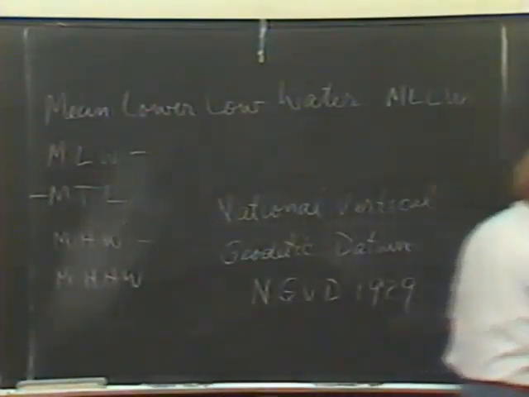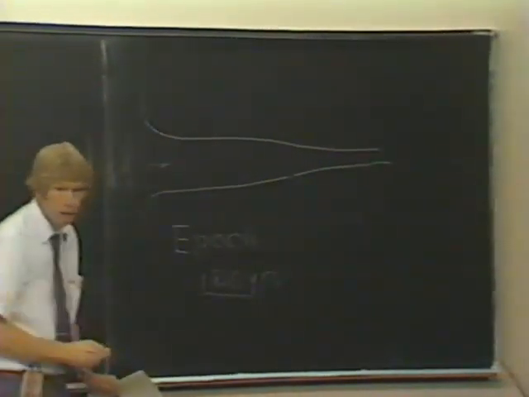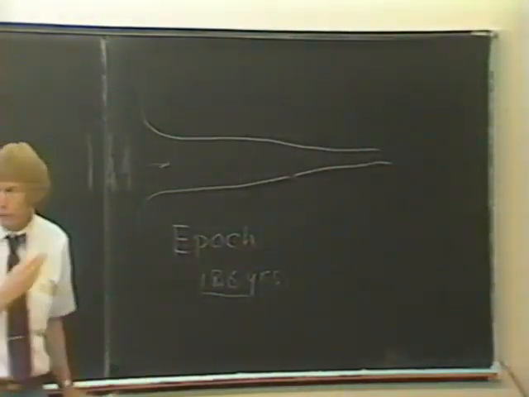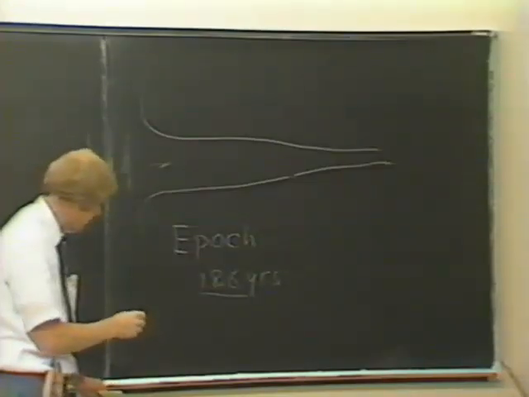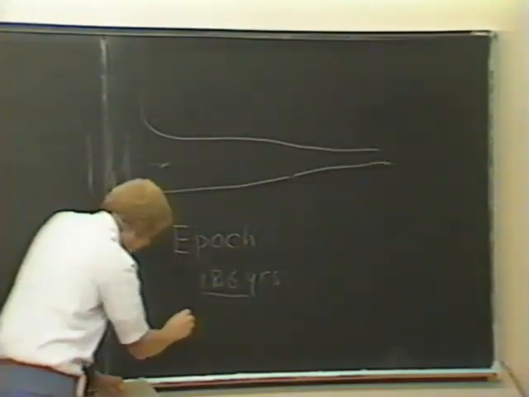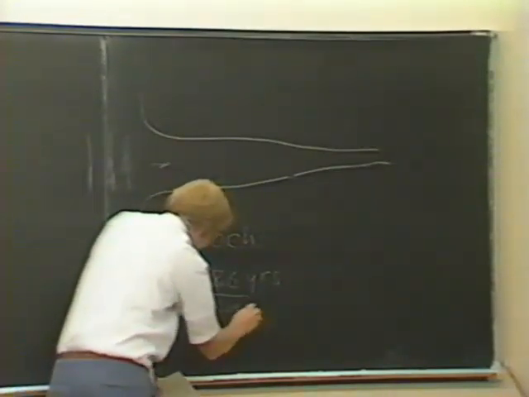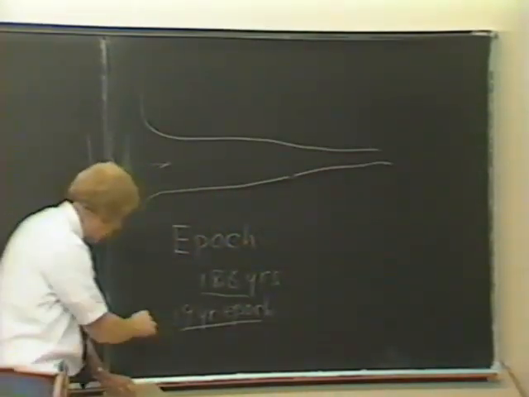The actual value is 18.6 years. That's the time that the moon's precession completes the whole precession. Remember I said the moon's orbit precesses around the Earth. It takes 18.6 years for that to happen. The National Ocean Survey has adopted a 19-year epoch. The data don't warrant any finer detail than that. And they have an official epoch, which the last one is 1941 to 1959.